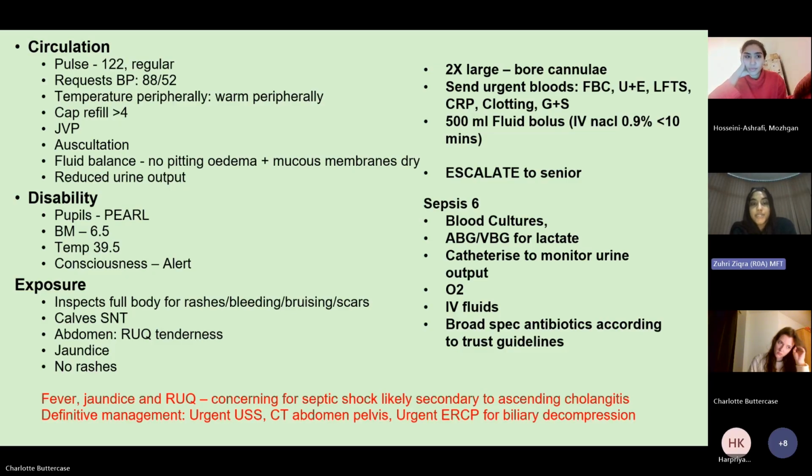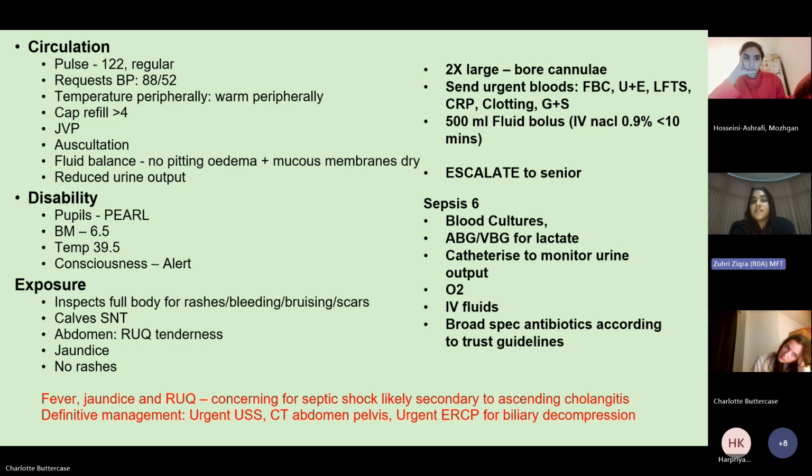Management-wise, definitively, you're going to need these, but in the meantime, what I would do is, yes, after C, which was supposed to load way before, get your cannulas in, send off your bloods, fluid resus them, you need to initiate sepsis 6, or you need to mention you're going to initiate sepsis 6 in the scenario. So send off blood cultures. You've done your ABG for the lactate.